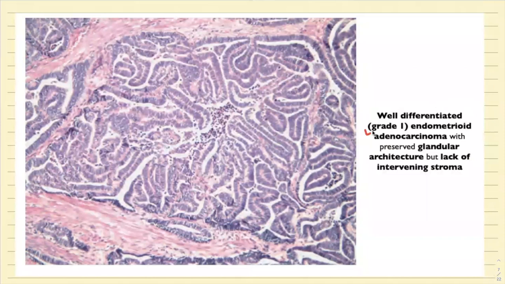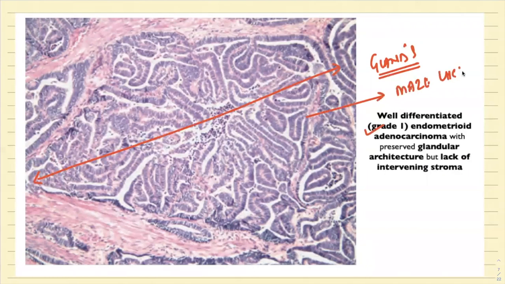Why are we calling it grade 1? Because all the tumor from this part is composed of glands. Very, very important. Can everyone appreciate the nature of these glands? They are maze-like, with back-to-back gland formation.